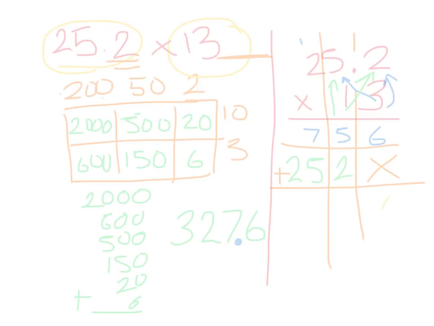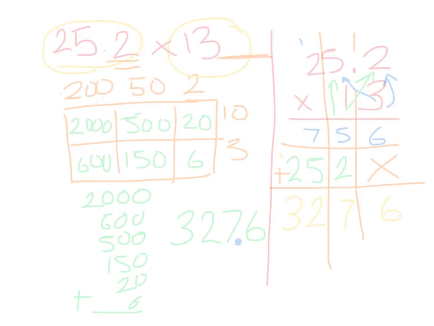And so I know that 6 and an x is 6. 5 plus 2 is going to be 7. 7 plus 5 is 12. So I put down my 2, I carry my 1, and my 2 plus 1 is 3.